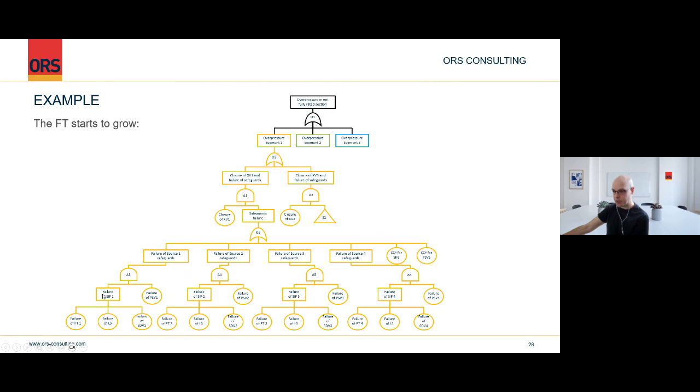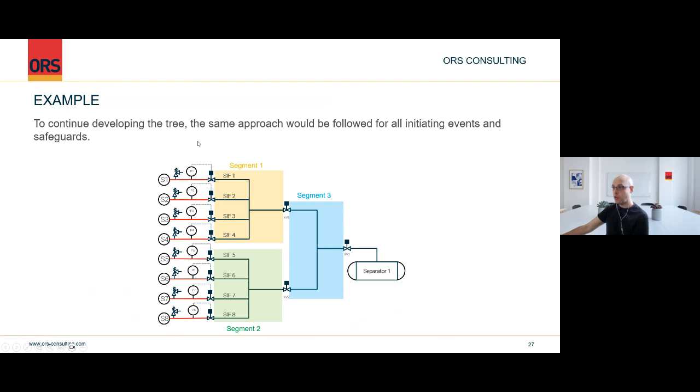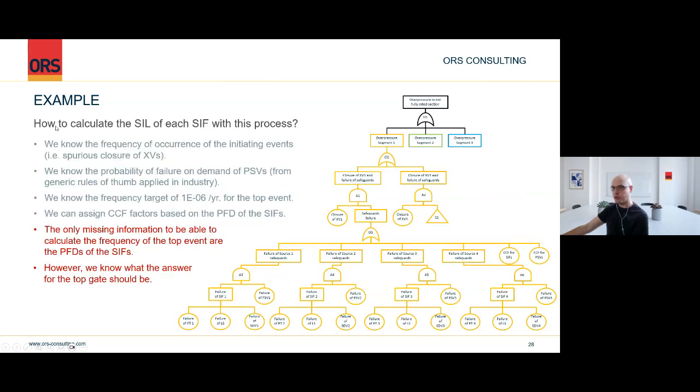So how many times per year, or sorry, per demand, does this safety instrumented function fail to achieve its intent? If I know this, then I can calculate that number. And then I can check that that number is in line with my acceptable risk target. So yeah, to continue developing the tree, as I said, you follow the same approach.